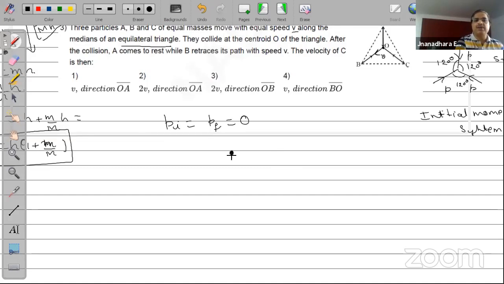So what is happening after the collision? B is coming like this, with mass m and velocity v. A is coming to rest, so it doesn't contribute. So where will C therefore go? C has to go in the opposite direction so that the net momentum will become 0. So C should be moving opposite to B, from B to O, with the same velocity. So the answer is that it has a velocity v and the direction is B to O, from here to here, like this. So the collision has to be this way. The fourth option.